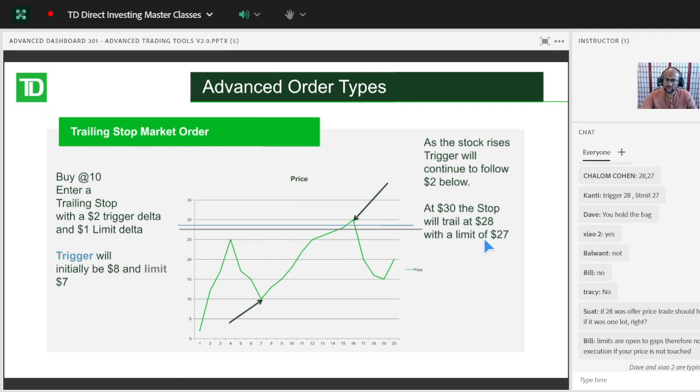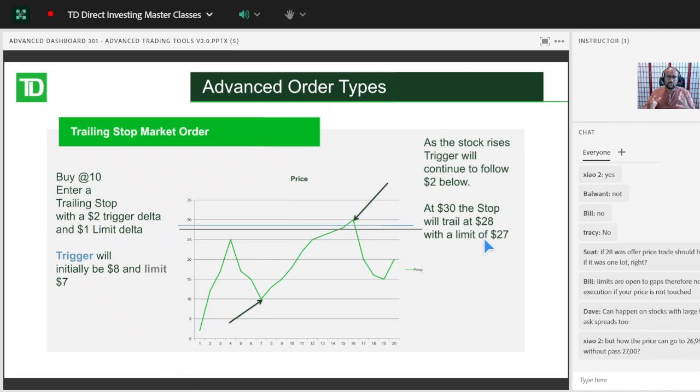Suat says if 28 was the offer price, the trade should happen even if it was one lot, right? Yeah, so lots don't matter. It's going to give you a fill regardless. It's not looking to fill you on the entirety of the shares. Whatever comes available at the offer price, if it's a single lot or two lots or whatever the case, it's still going to get you some sort of fill, provided the next price is better than the $27 there.